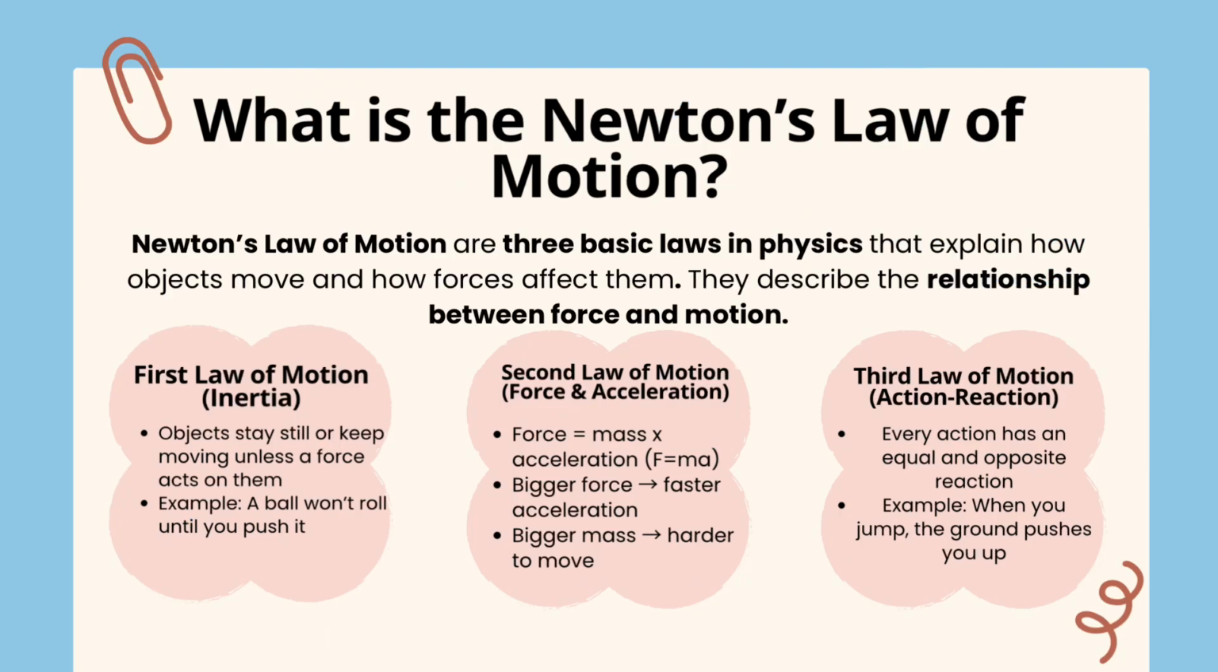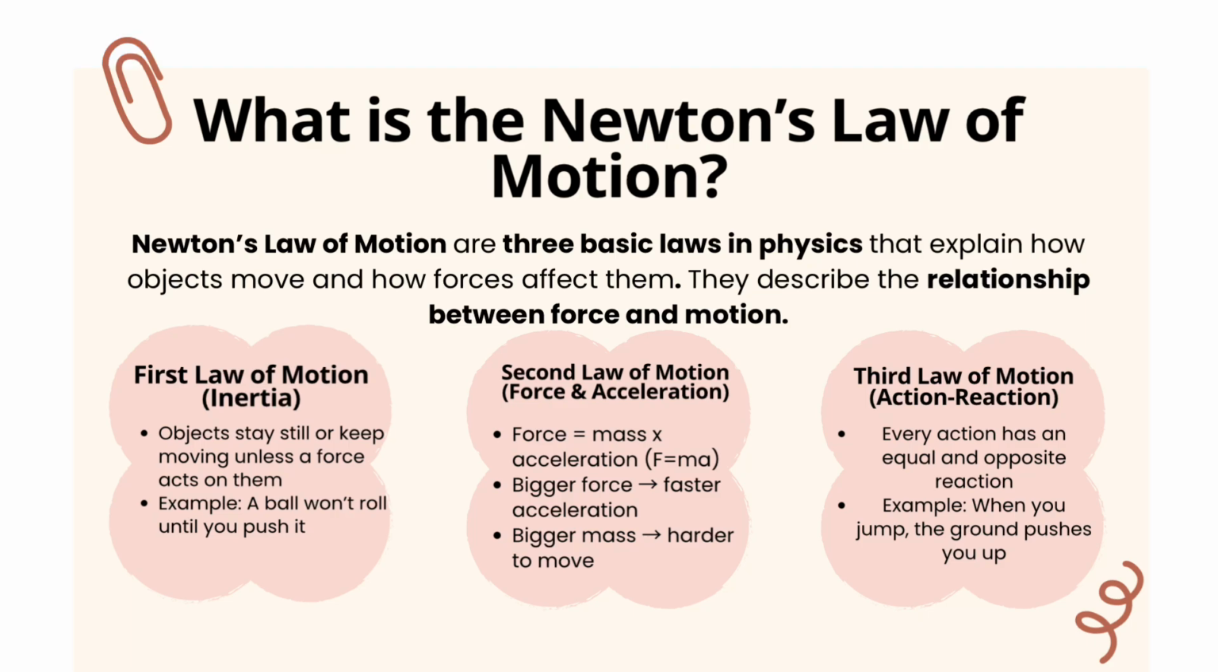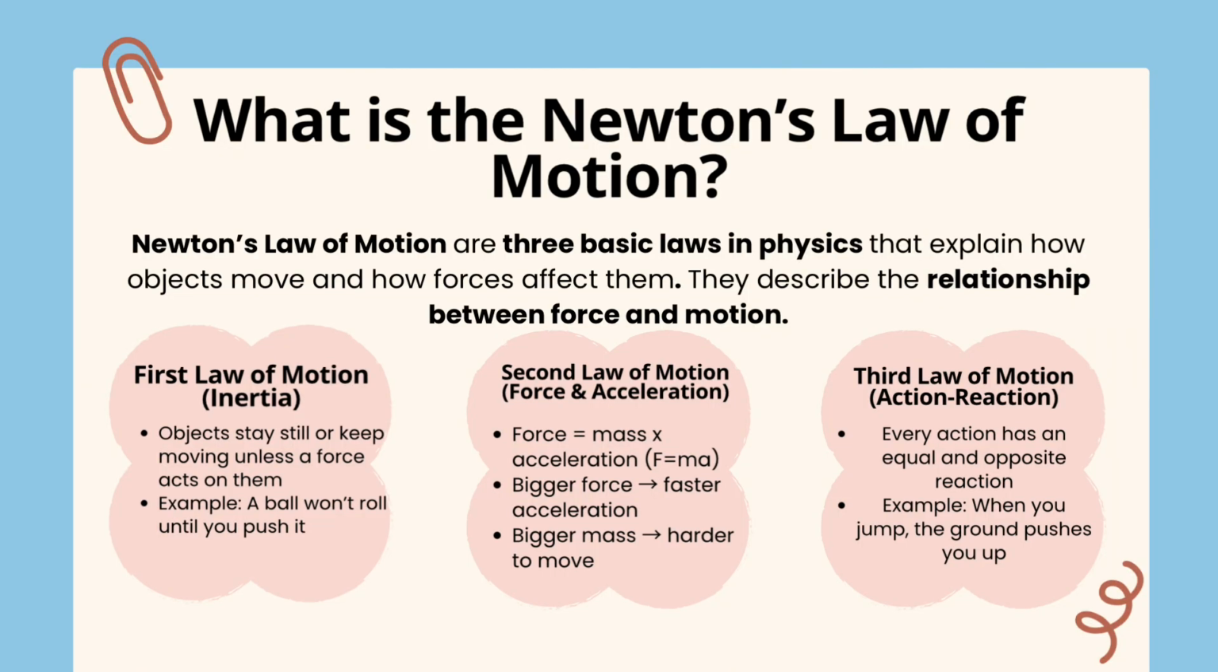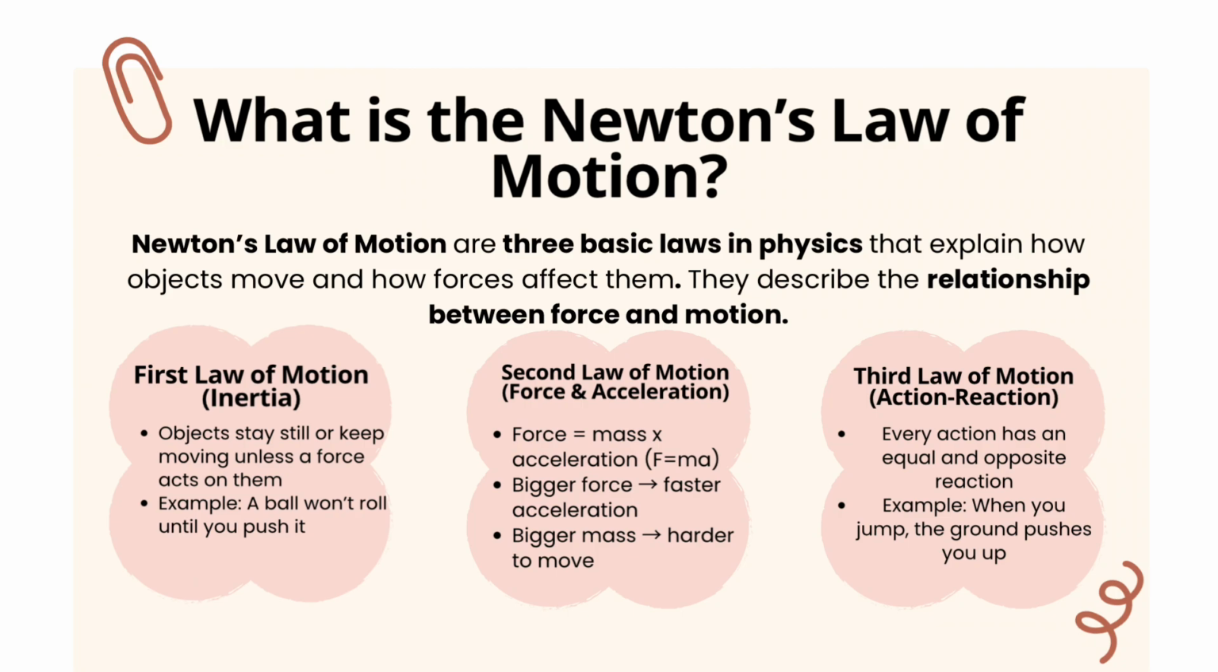Now, I will be sharing a quick explanation about Newton's laws of motion and how they connect to linear motion in our daily lives. To start, Newton introduced three important ideas about how objects behave. The first idea is basically about inertia. Things don't just start or stop moving on their own. Something has to cause that change. So, if a ball isn't rolling, it's because no force has acted on it yet.